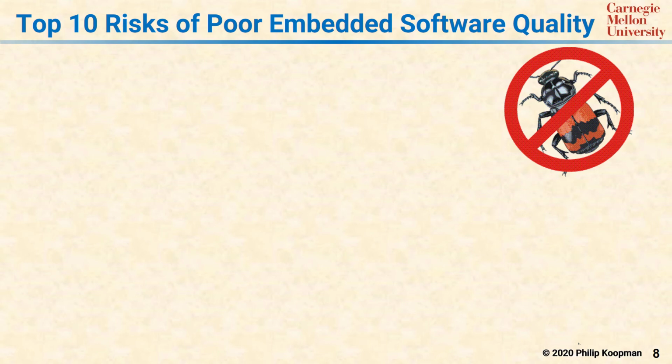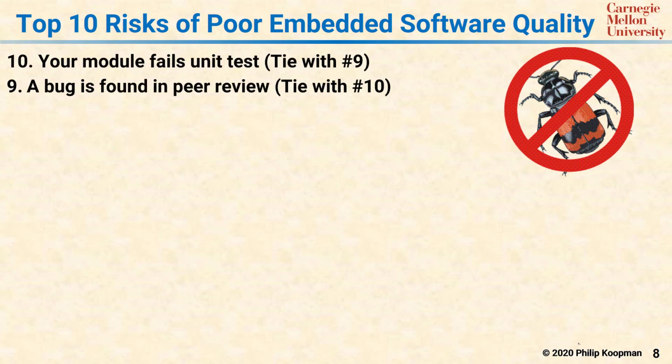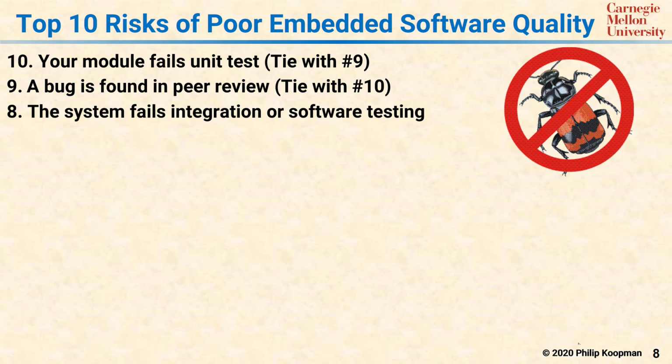And now, partly for fun, but also because there's a message here, let's do the top 10 risks of poor embedded software quality. Number 10, your module fails unit test, tie with number 9. Number 9, a bug is found in peer review, tie with number 10. Hopefully this is where you're finding all the bugs. Number 8, the system fails integration or software testing. Number 7, the system fails acceptance testing.